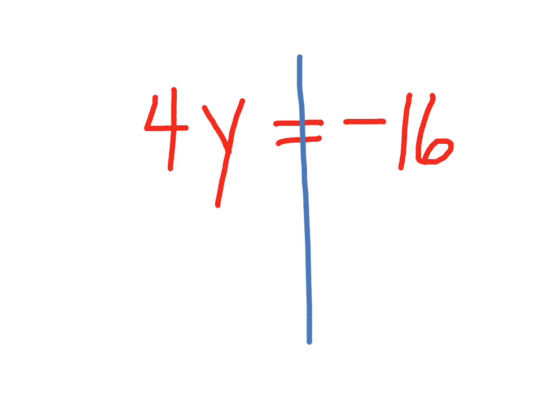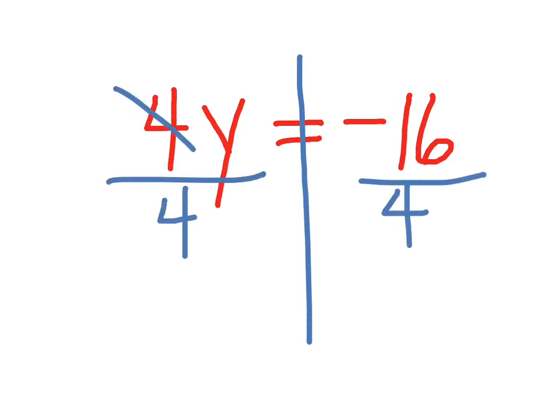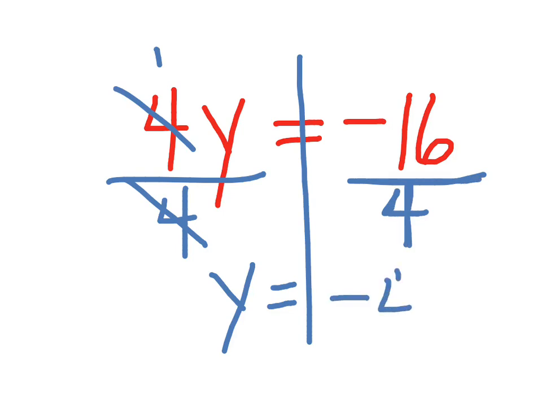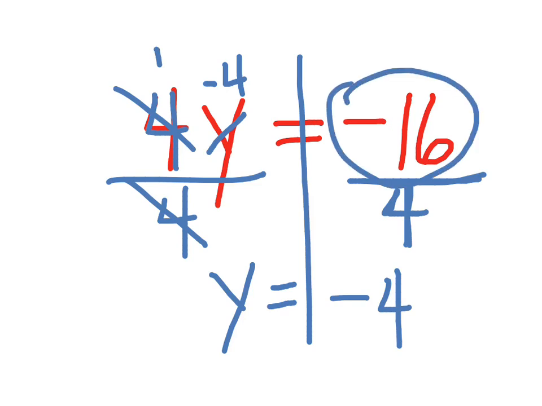So this is multiplying by 4. 4 times y is the same thing as 4y. Since this is multiplying by 4, the opposite of multiplying by 4 is dividing by 4. This is 1. 1 times y is y. Bring down the equal sign, and then negative 16 divided by 4 is negative 4. To check our answer, positive 4 times negative 4, which is our answer, is negative 16.